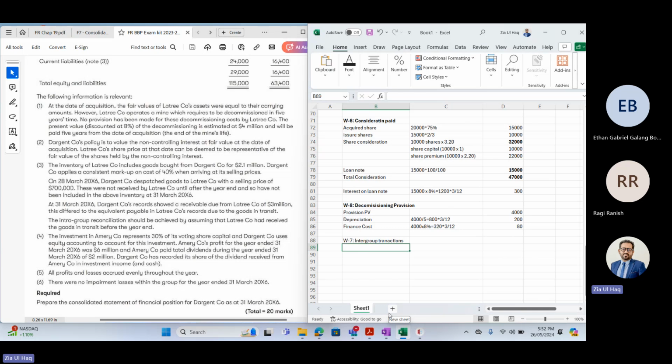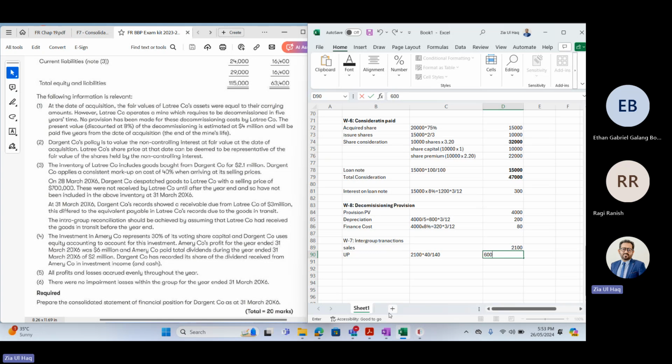So sales is 2,100. So the unrealized profit part: 2,100 multiplied by 40 divided by 140 is what? What's the unrealized profit part? 600.